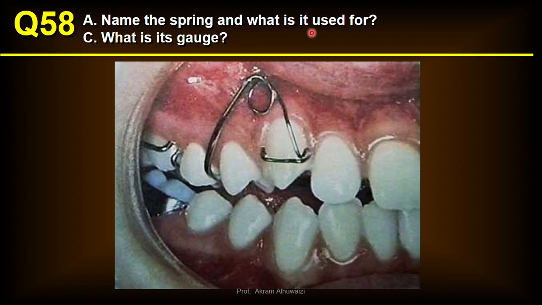Name the spring and what it's used for. This is a buccal canine retractor, the modified type, and it's used to correct a buccally positioned maxillary canine. What is the gauge? It's generally made out of 0.7 mm wire, but for this one it's sleeved, so it's made out of 0.5 mm wire.